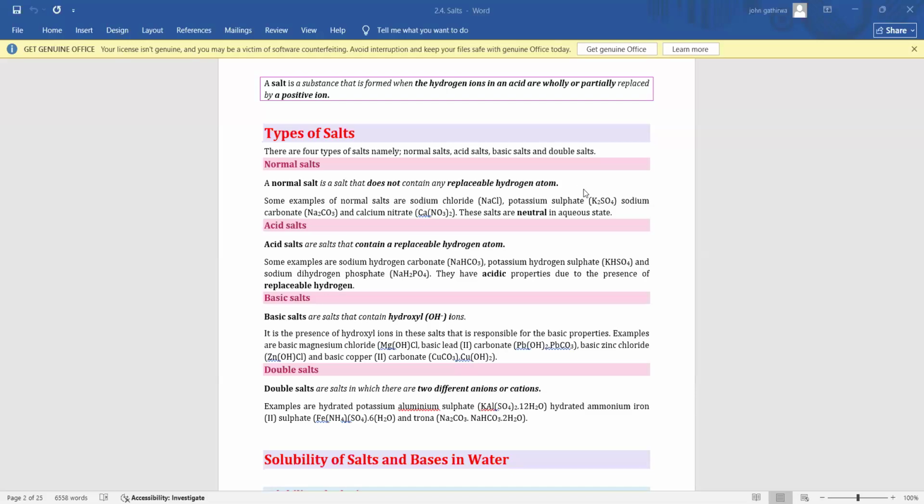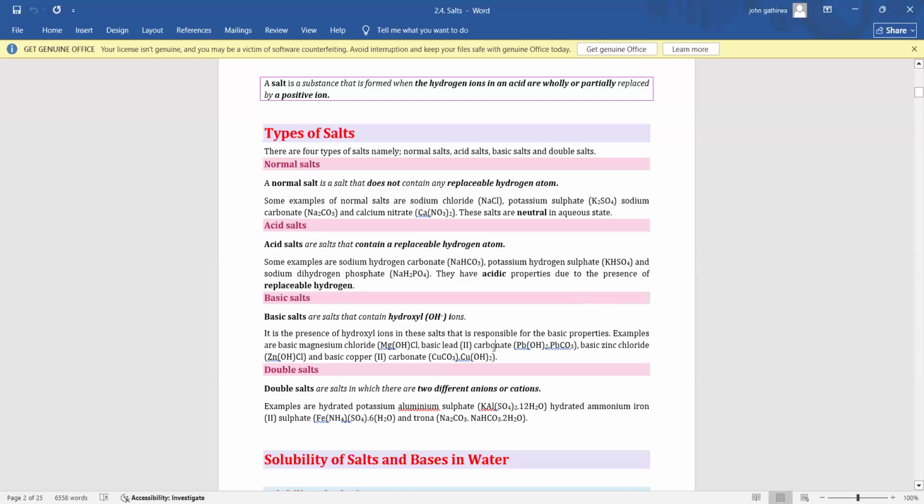Very good. Then lastly, we have the carbonates. What can we comment on the carbonates? All carbonates are insoluble except sodium, potassium, and ammonium. Very good. In other words, we say that all the salts of group 1 elements and ammonium are soluble. So I'm hoping you're taking short notes on the same.